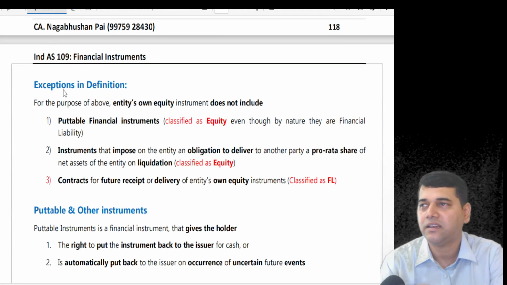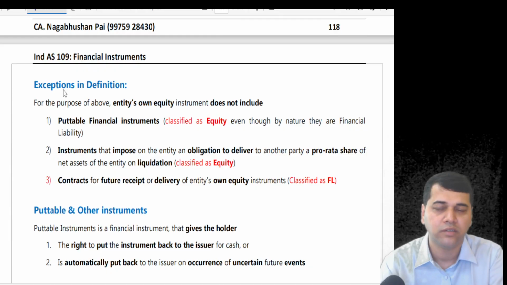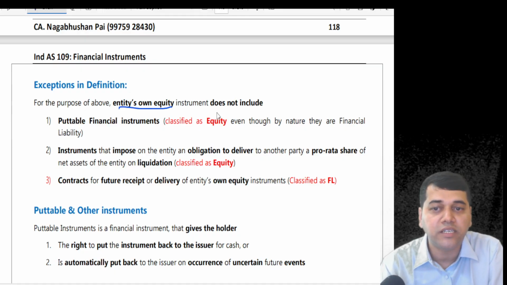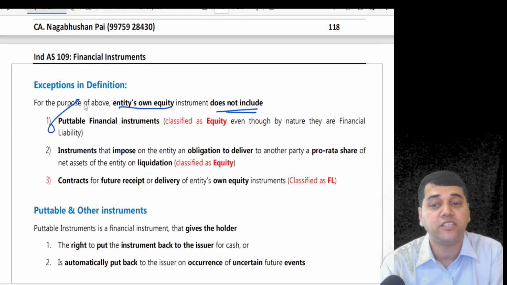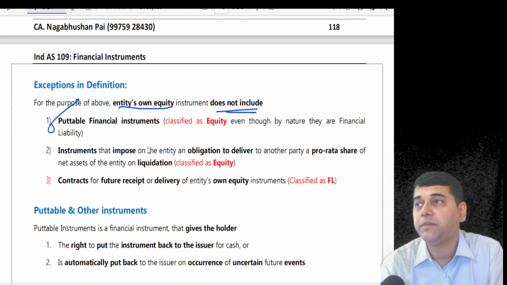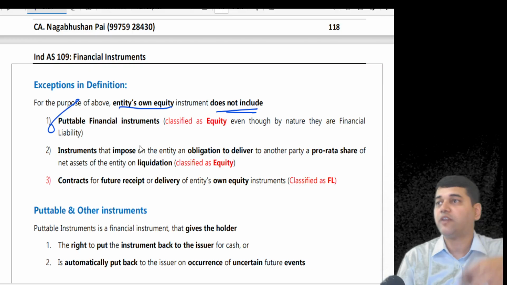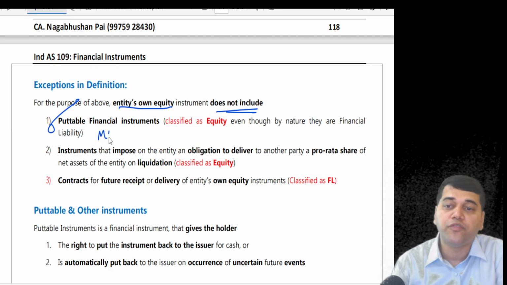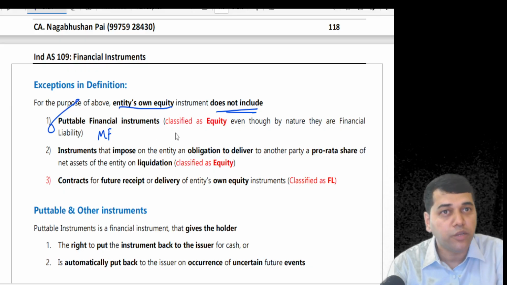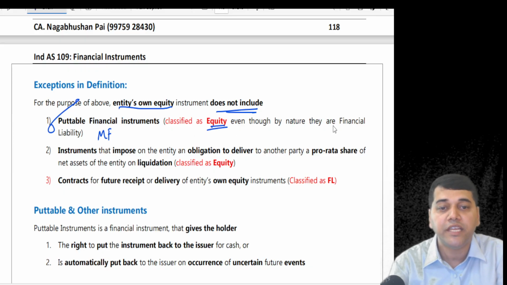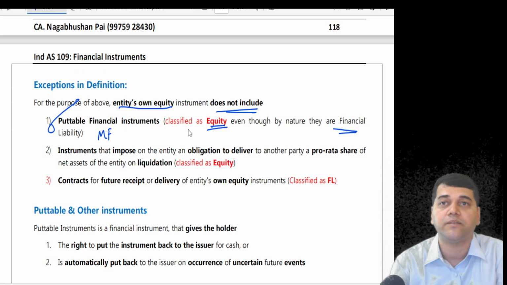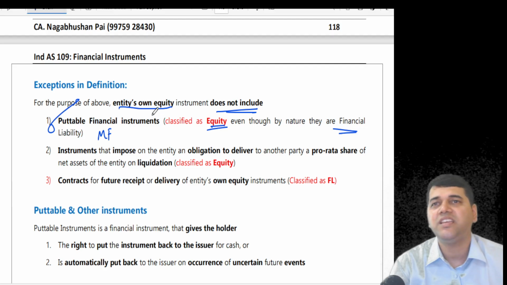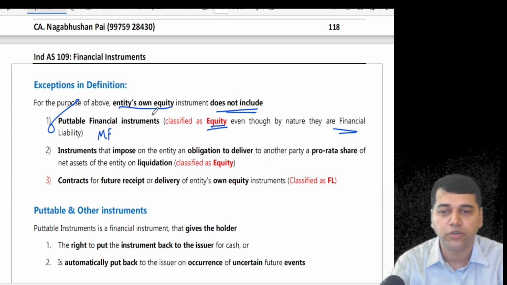So now we will move on to the exceptions to the definition. There are, again, not much discussion I want to hold here. There are three instruments. Entity's own instrument does not include puttable financial instrument. What is a puttable instrument? Puttable means put. They are going to sell it back to me compulsorily. This is applicable for the mutual funds. They said that if you have got a puttable financial instrument, it is classified as equity, even though by its very nature it is a financial liability. What does this mean? There are some conditions and tests, but theory questions are not asked till now. That's why I don't want to discuss much.